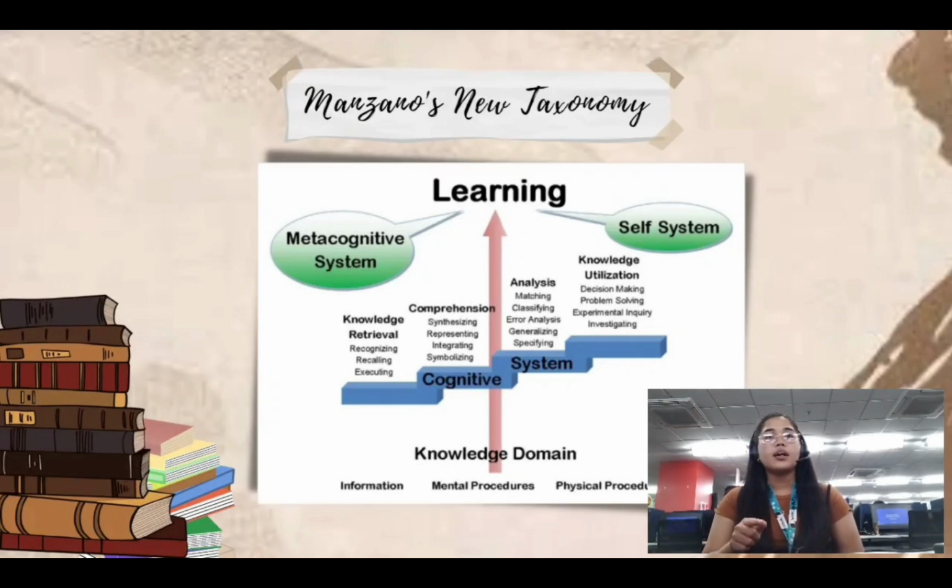And the metacognitive system focuses on the development of students' thinking skills and, of course, metacognition. It includes goals related to critical thinking, problem solving, and also decision making. So that is the metacognitive system. And how about the cognitive system? The cognitive system also focuses on the development of students' content knowledge and skills.